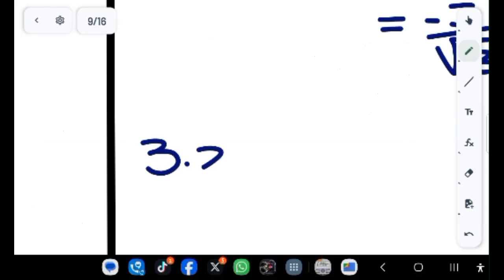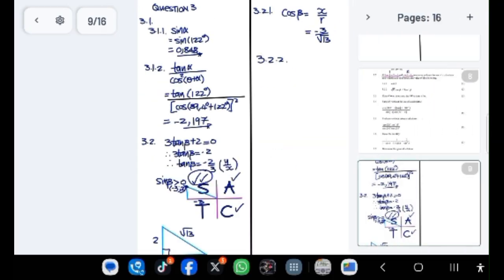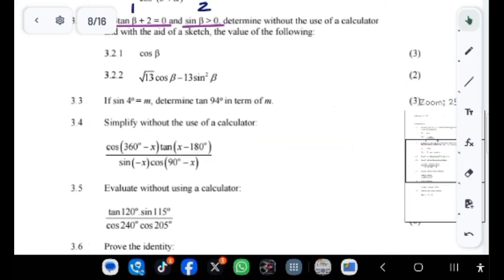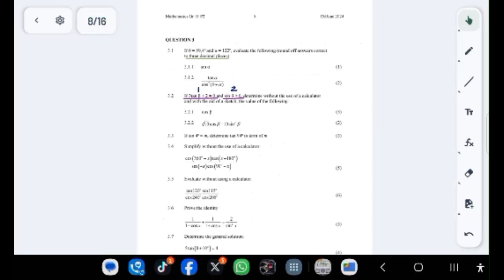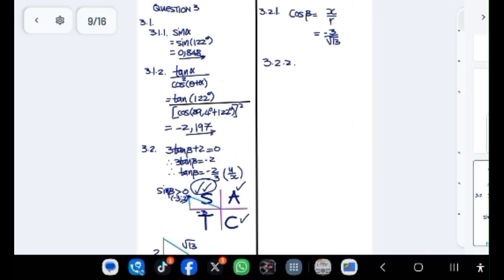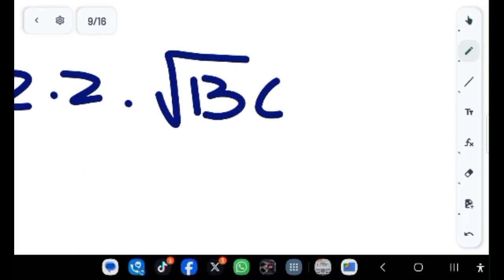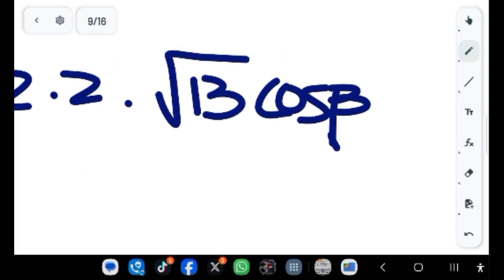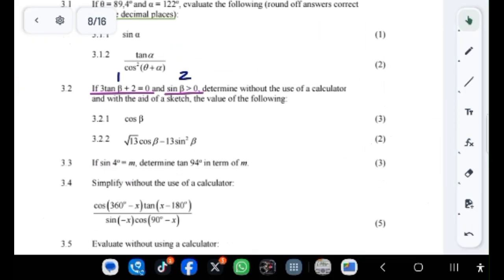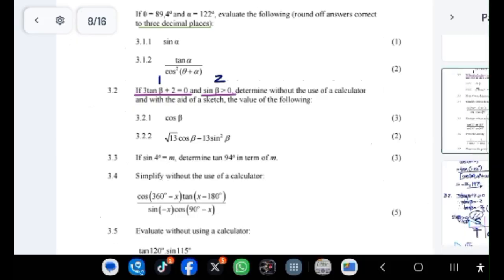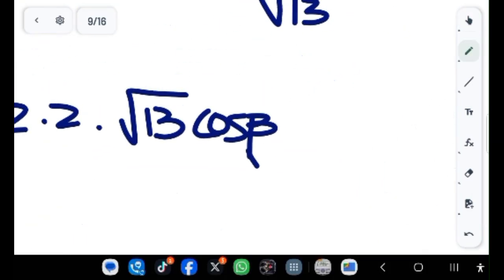3.2.2. We are supposed to calculate what? Let's go back. Square root of 13 cos of beta minus 13 sine squared beta.